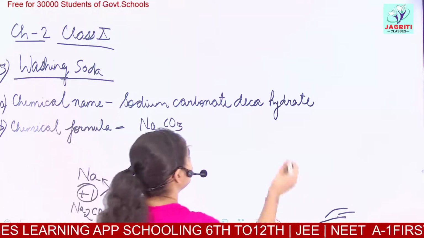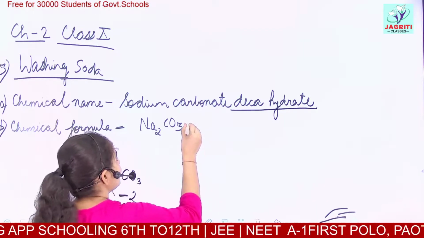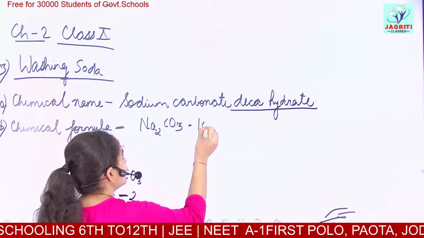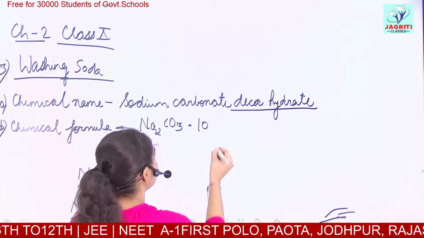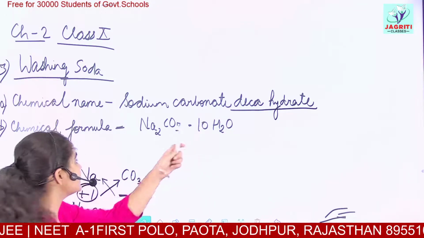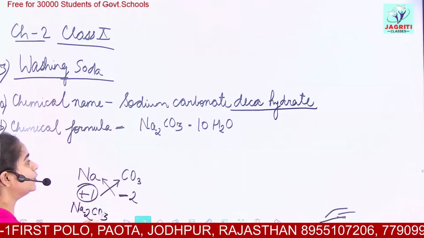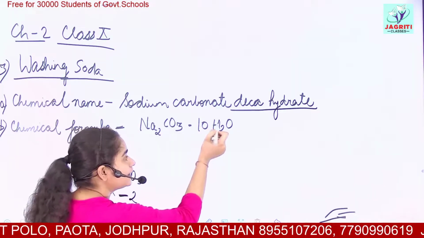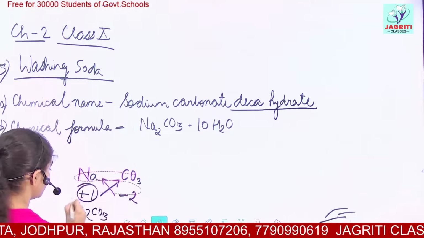And what do you mean by the term decahydrate? Decahydrate, deca stands for 10. So we put a dot and put 10. And hydrated is a form when water molecule or crystalline water is present with the compound. So this is the formula of sodium carbonate, or we can say washing soda, which is Na2CO3.10H2O. Okay, so this is the formula.